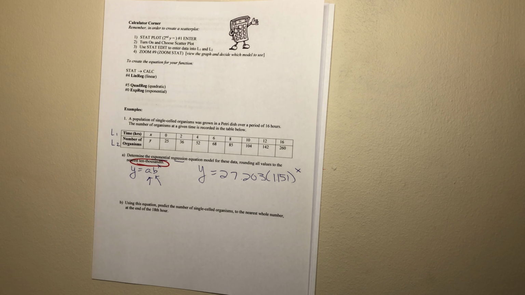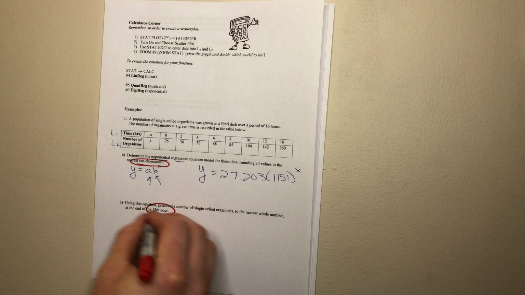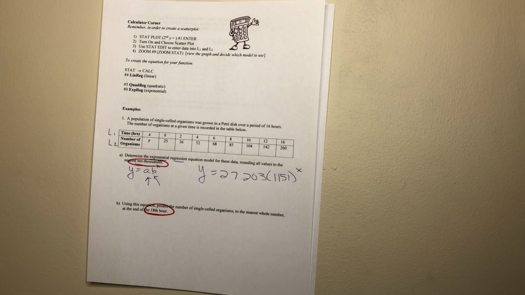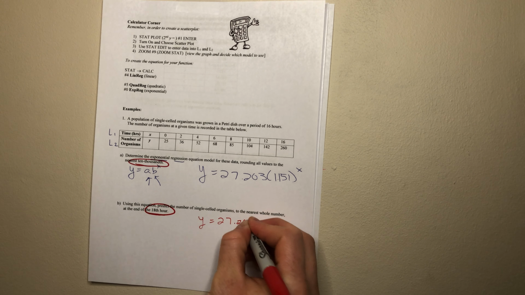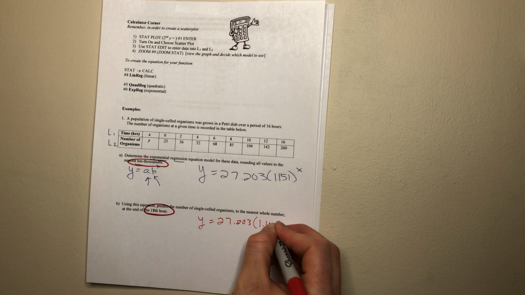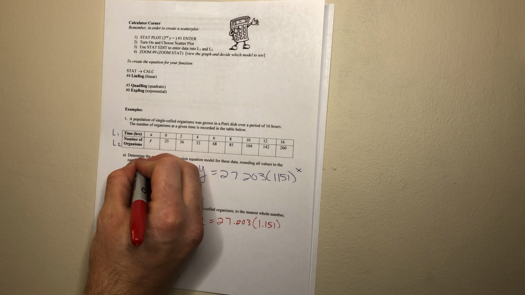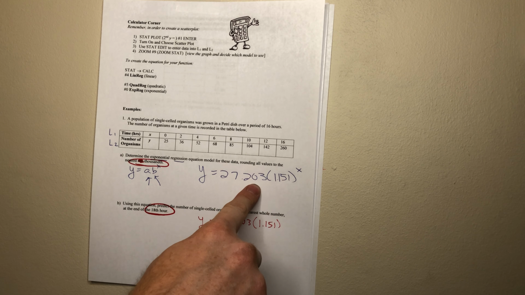All right, letter B. We are going to use this equation to predict the number of single-celled organisms to the nearest whole number at the end of the 18th hour. So you're going to take 18 and substitute that in for x. So it's going to look like this. If you substitute that in, y equals 27.203 times 1.151 to the 18th. Let's just get rid of this 10 here. How about that? To the nearest thousandth.